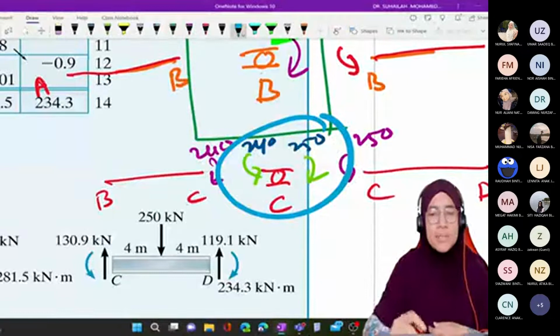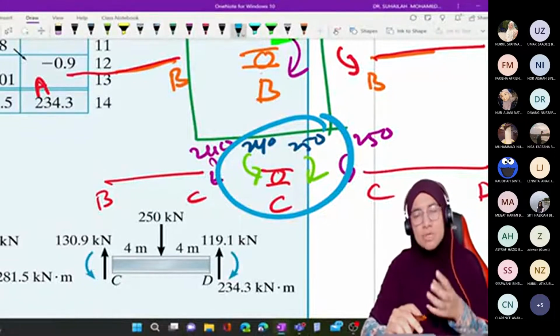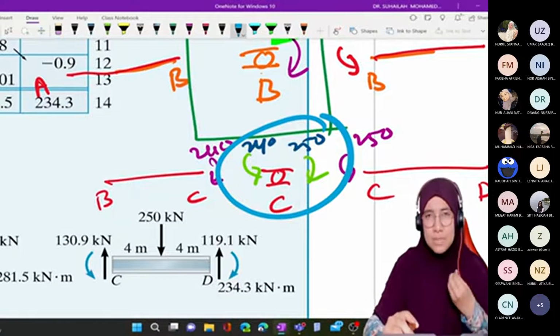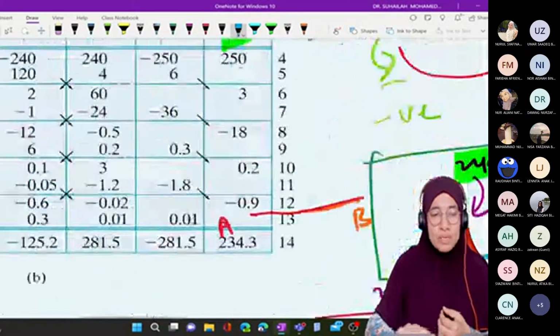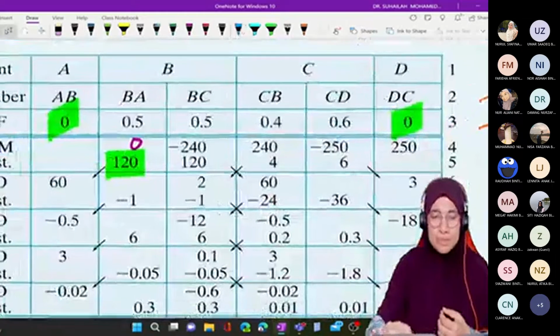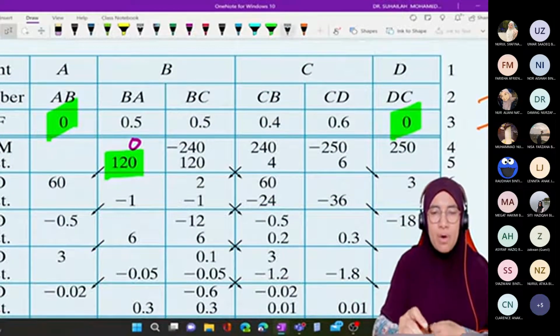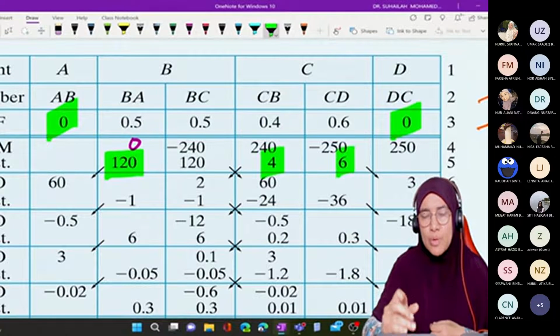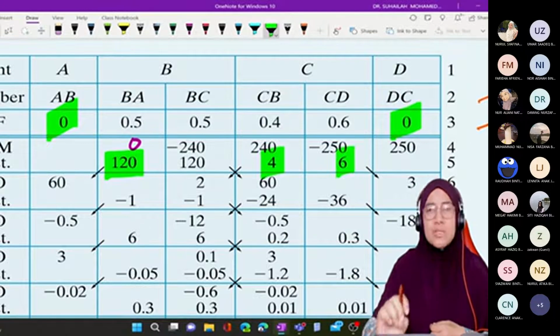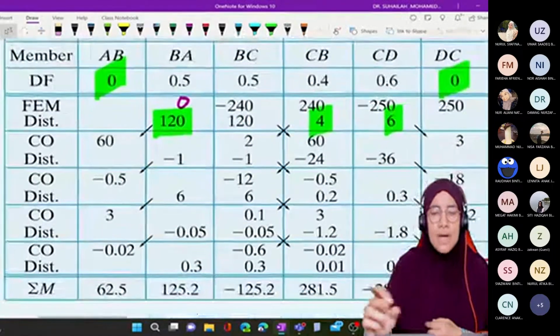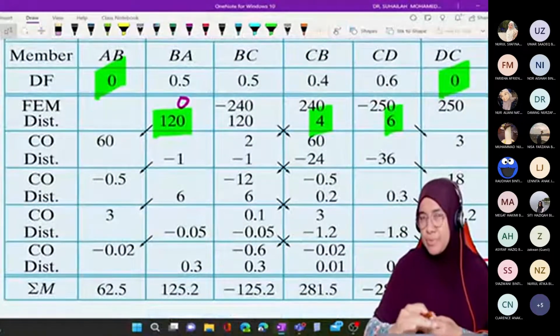So that is why the total moment that we distribute is 10. 10 times 0.4 we get 4, and 10 times 0.6 we get 6. Joint moment. Then after that we have to distribute.